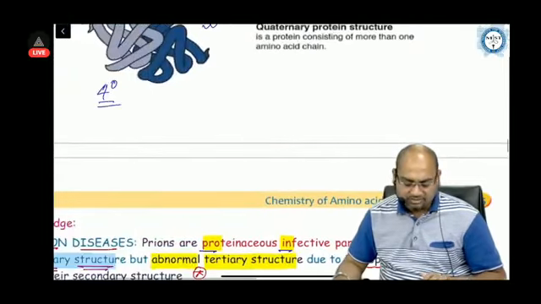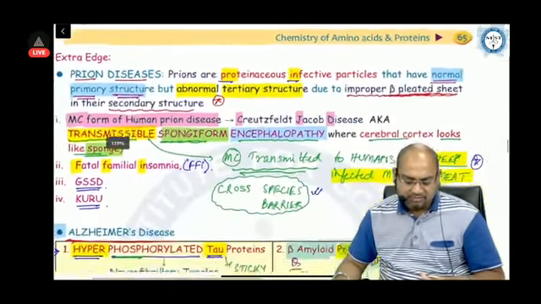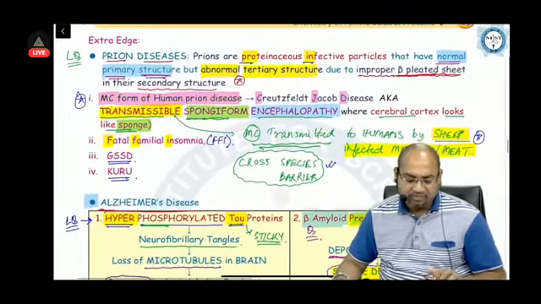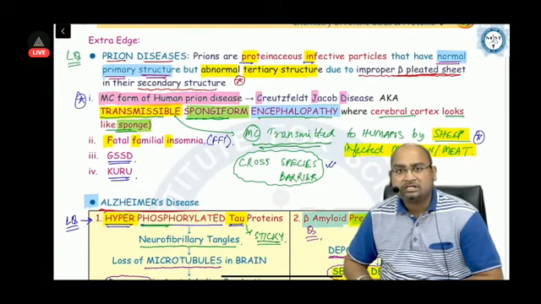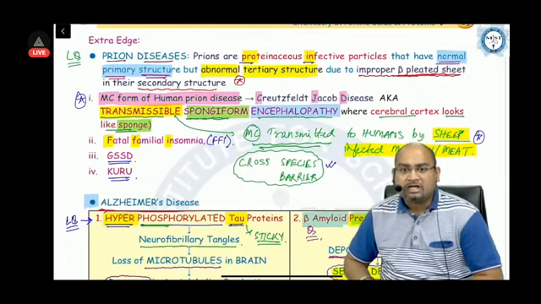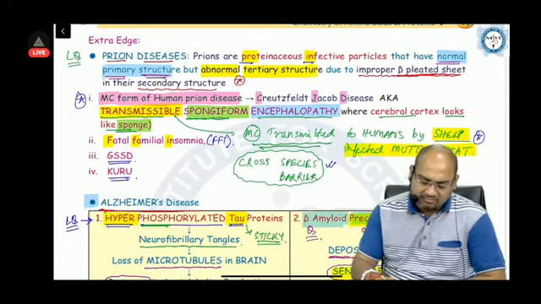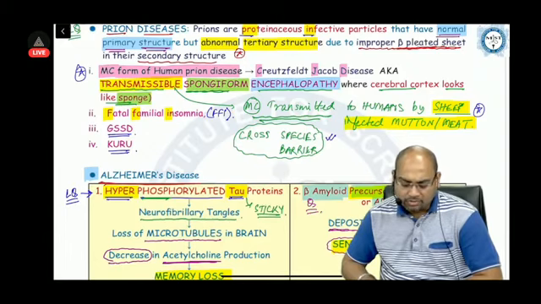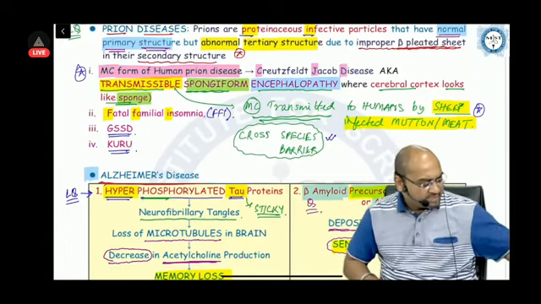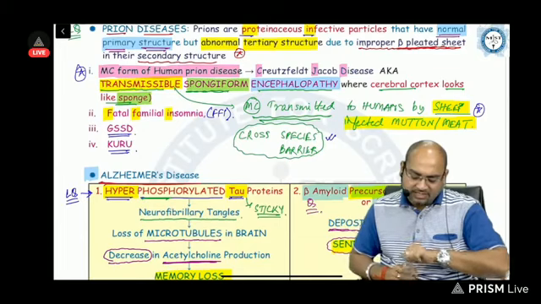Coming to prion disease, beta, please remember we have four human forms. Most common is Creutzfeldt-Jakob disease. These prion proteins have a normal primary but abnormal tertiary structure because their secondary structure, the beta pleated sheets, is abnormal. In Creutzfeldt-Jakob disease, our cerebral cortex becomes like a sponge. That's why this is called transmissible spongiform encephalopathy. And most commonly it is transmitted to humans by sheep.